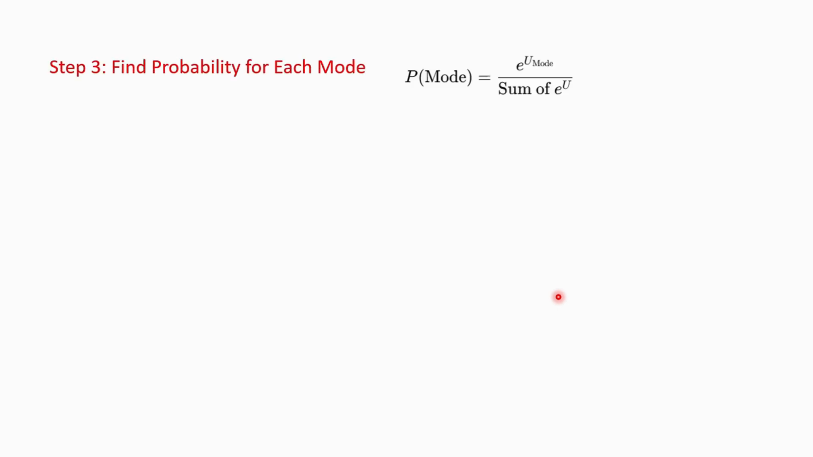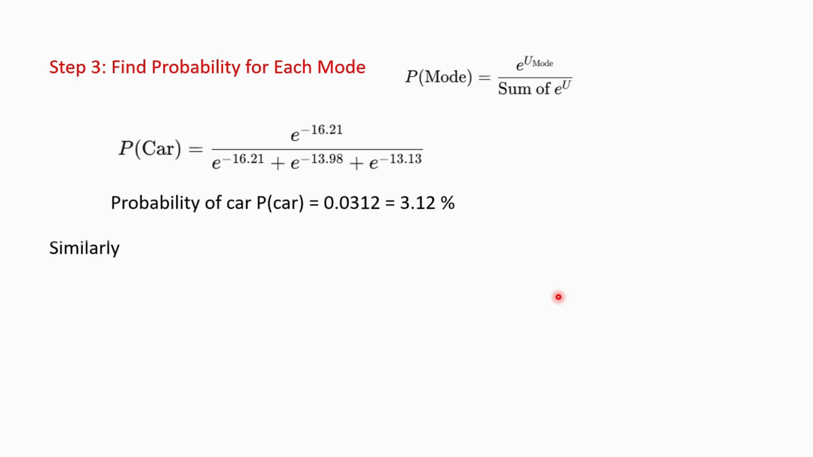Find the probability of each mode by using the same equation. For the probability of car, P car is equal to e raised to U car divided by e raised to U car plus e raised to U transit plus e raised to U train. The same is applied for transit and train. So you can compare: the probability of using train is 67.8 percent, whereas the probability of using car is only 3.12 percent. So this is how you calculate the logit model and find out the probability of using a particular mode of transport.